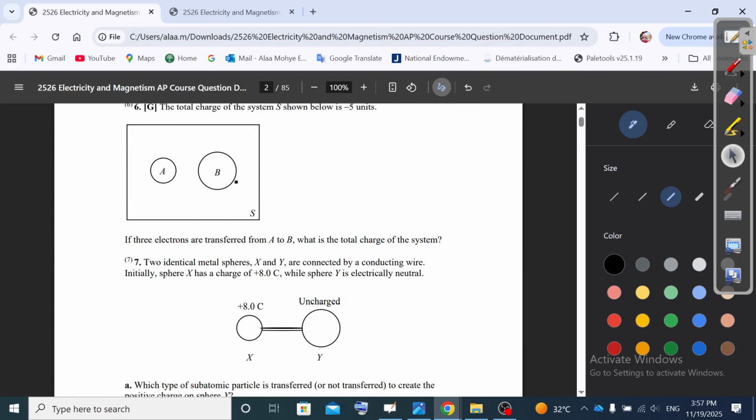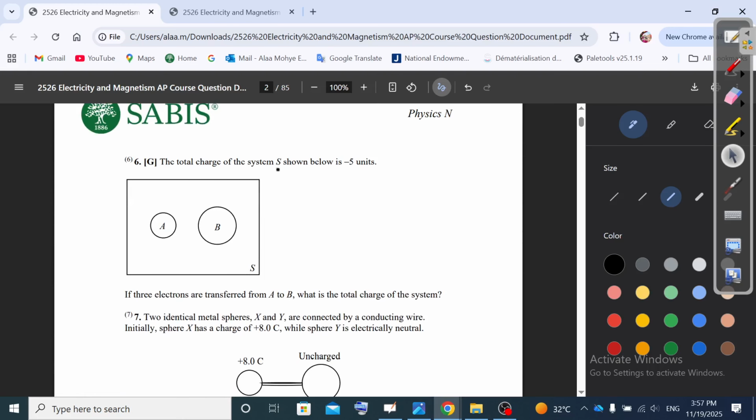Moving on here, the total charge of the system as shown below is minus 5 units. If 3 electrons are transferred from A to B, what is the total charge of the system? It's going to be always minus 5. Since they're saying the system, not one of the individual blocks, it's going to be always minus 5 due to the law of conservation.